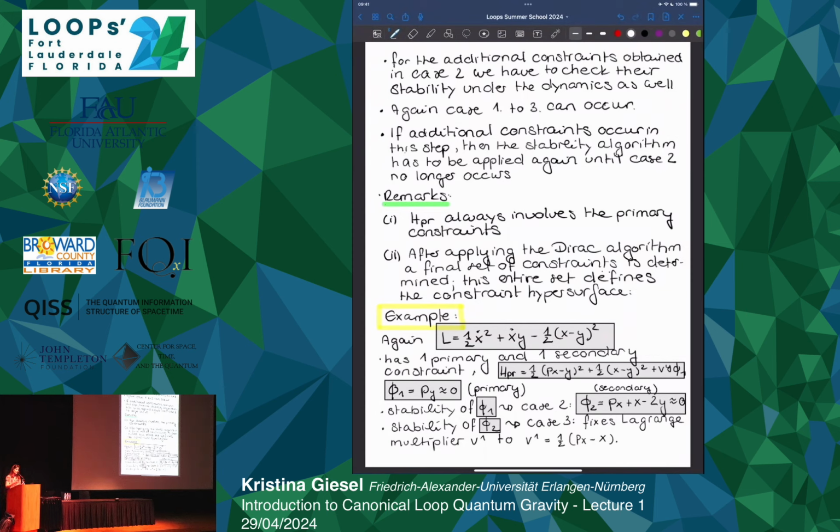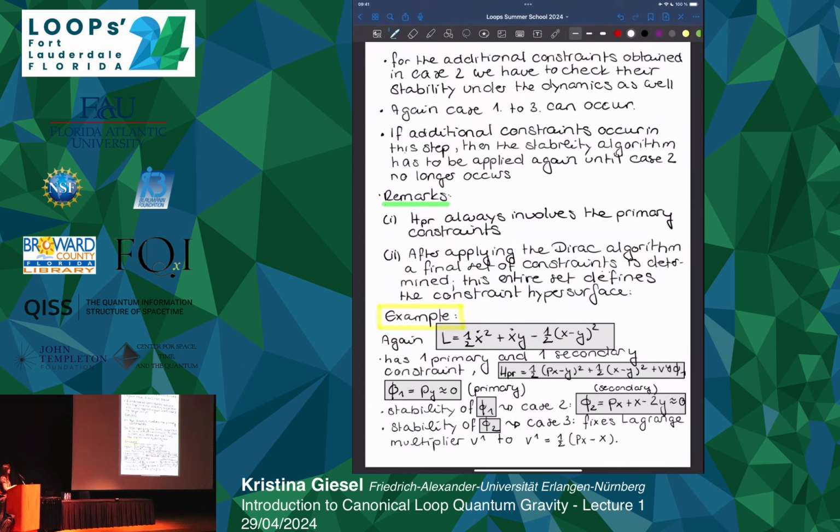Now, if you perform the stability analysis, it's important to remark that the primary Hamiltonian only includes the primary constraints, even if secondary constraints show up. However, the constraint surface, which finally defines the physical sector of your model, is defined by considering all constraints, including those secondary constraints which show up in the analysis.